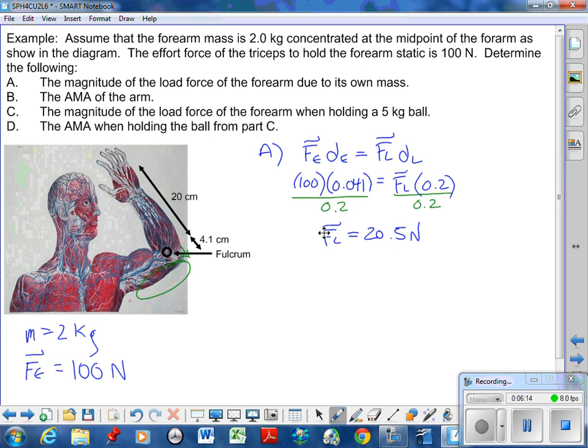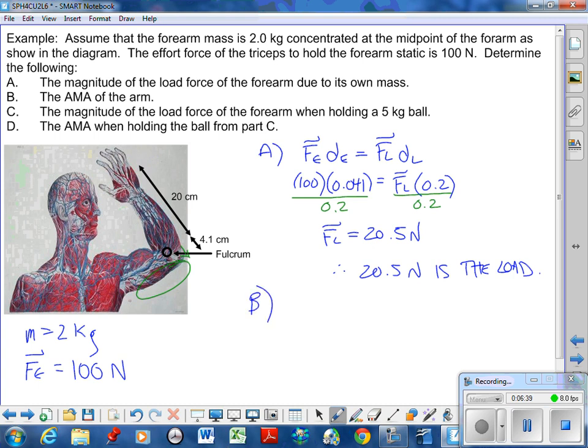All right, so the effort to keep your arm up takes a lot more than the actual load force, and that's because of the length of the arms. The teeter-totter is severely skewed here, a lot shorter distance here than it is from there to there. So therefore 20.5 newtons is the load, so that's the load your arm creates.